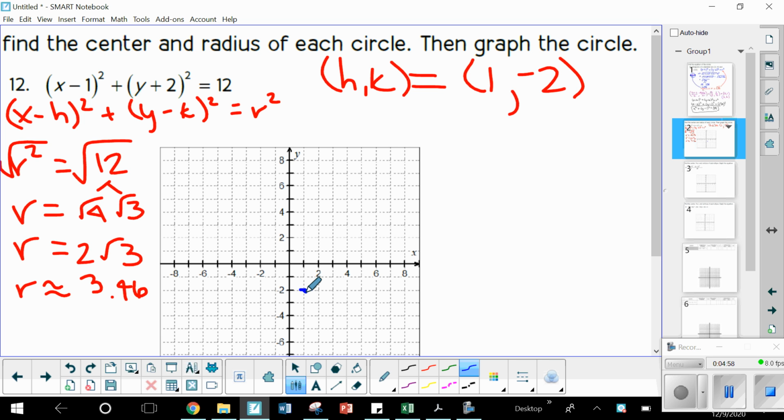And then our radius is 2 square roots of 3, so I'm going to go that in every direction. I'm going to go up about 3.5-ish, 1, 2, 3.5-ish. Go to the right, 1, 2, 3.5-ish. Go down, 1, 2, 3.5-ish. And to the left, 1, 2, 3.5-ish. And then you just connect your dots, and there's your circle.